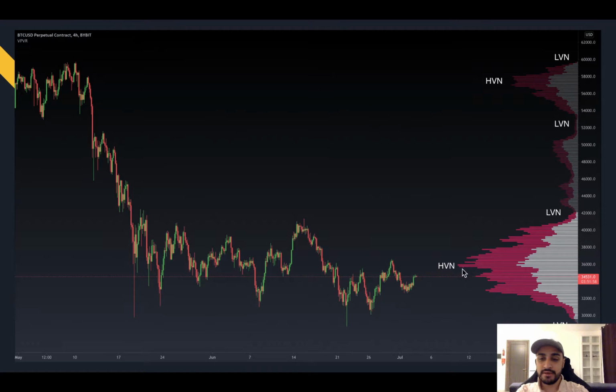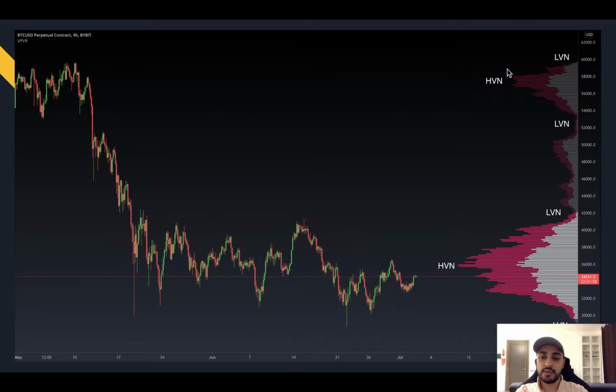So if you see here at around 35,800 ish, you see that there is a big histogram. It shows that we have an HVN, a high volume node. There has been a lot of volume transacted, and as you go through it, you see that price went through this level a lot. At least 1, 2, 3, 4, 5, 6, 7, 8, 9, 10. You can count it. It's just a lot. So that's why the volume has built up over this price level.